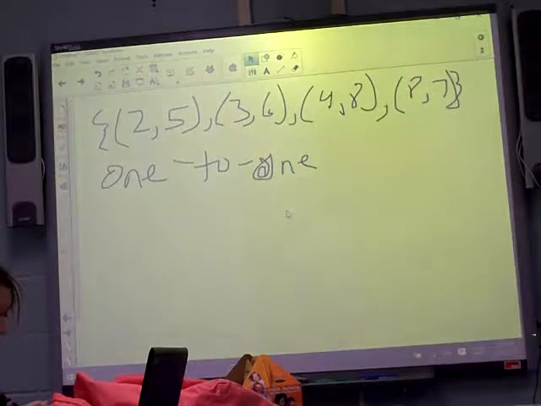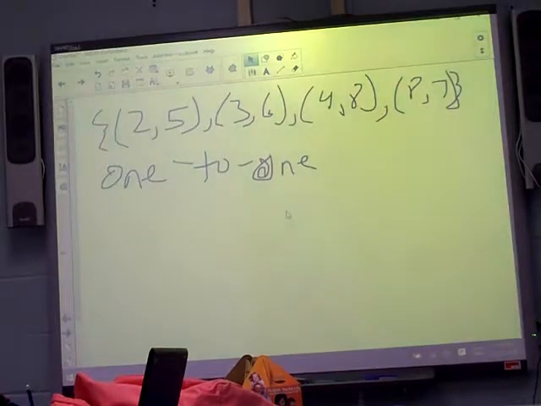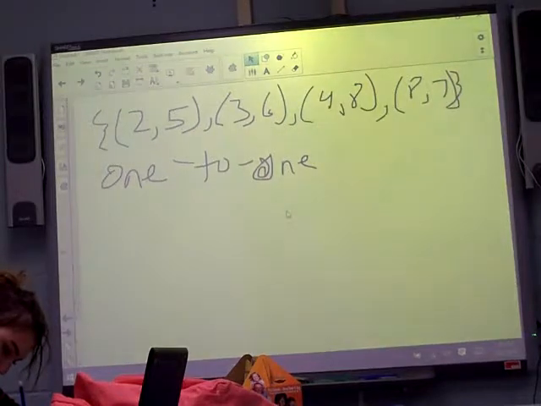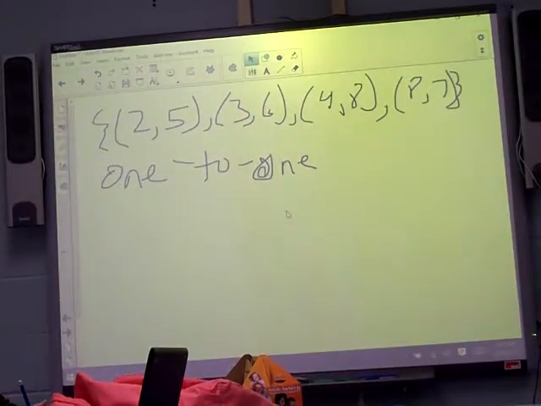To decide if something's 1 to 1, there are several different ways, and it depends on how the information is given to you. This one's given to us as a set of ordered pairs. So all I'm going to look for is that each x value can correspond to only one y value, and each y value can correspond to only one x value.